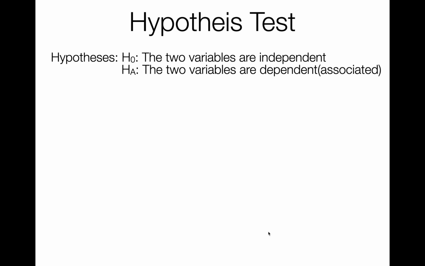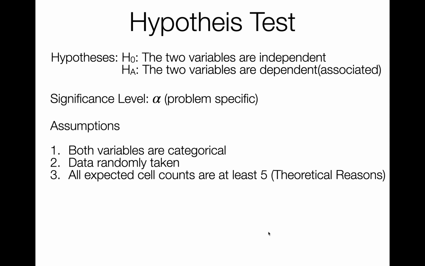So now let's get to the actual hypothesis test that I expect you to do. And I spelled hypothesis wrong, please forgive me. So I have the hypotheses, which I talked about before. You can take away "associated," but leave the rest. The significance level is going to be the same, as always. Problem specific, but it'll be something like 0.01 or 0.05.